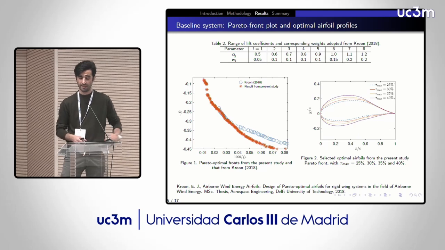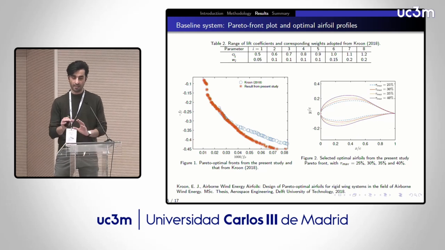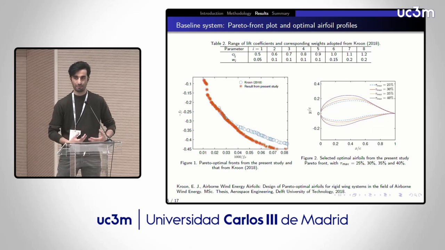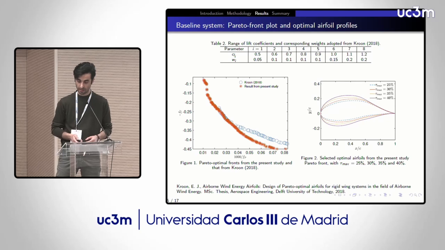Now, when we look at the thicker airfoils, we see that the orange has a little bit of a better edge, or we have got better solutions compared to Kroon's. I'm going to discuss what could be the reason for that. On the right-hand side, I'm showing the shapes. They look more like conventional wind turbine airfoils.